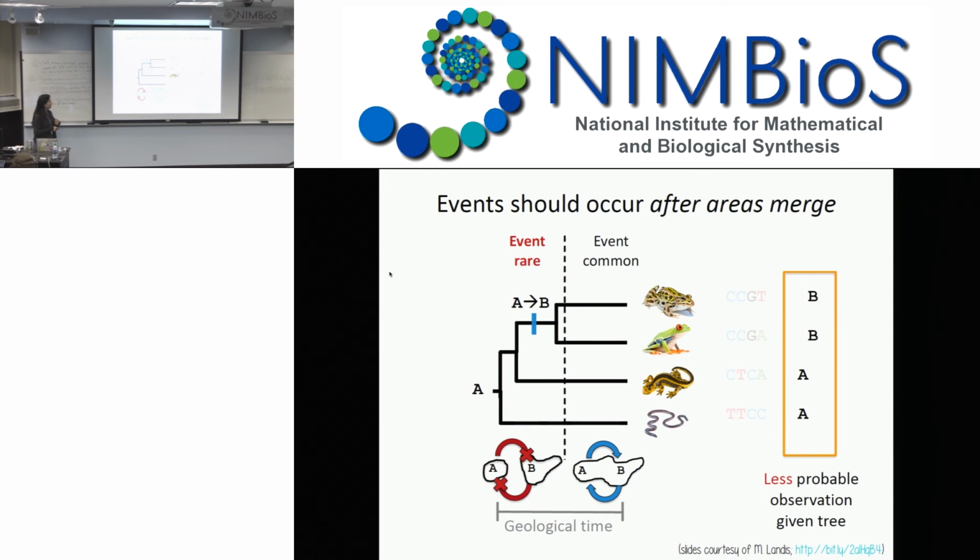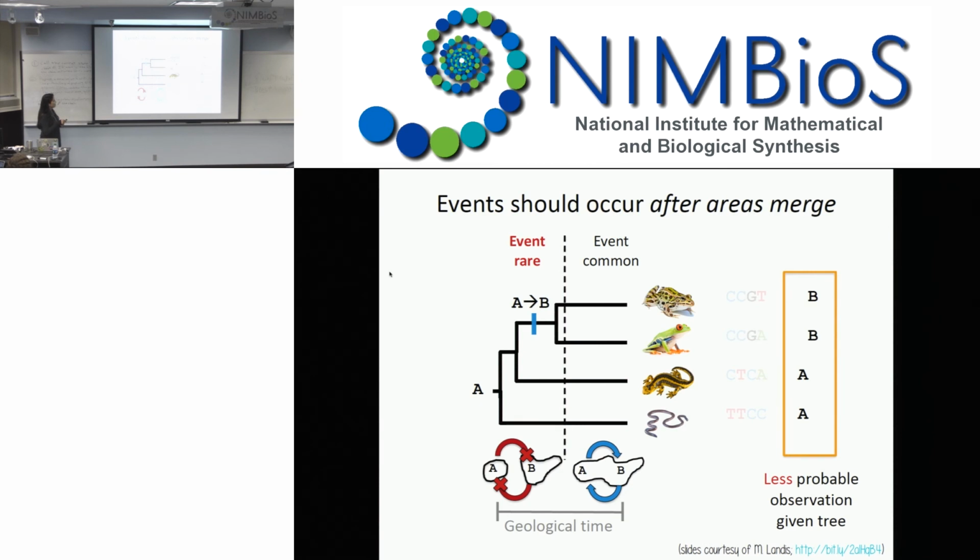2 areas merging. So here we would have a rare event where we now have 4 taxa, and we have a Sicilian now found in area A. And if these 2 are found in B, when did this dispersal from A to B happen in the ancestral lineage to the leopard frog and the red-eyed tree frog?